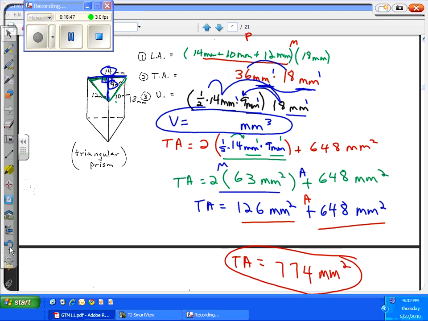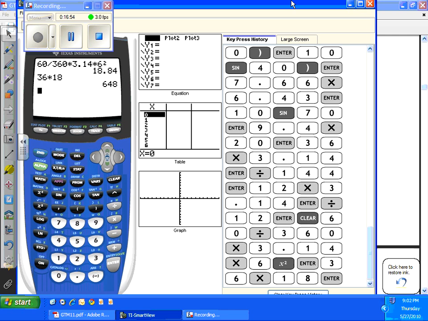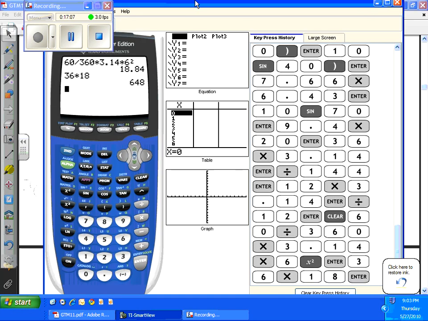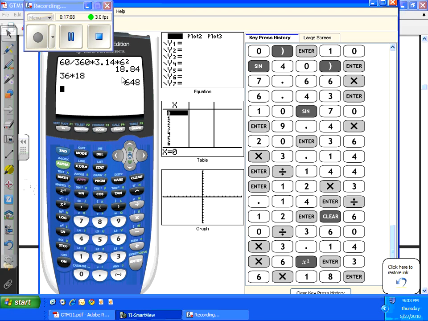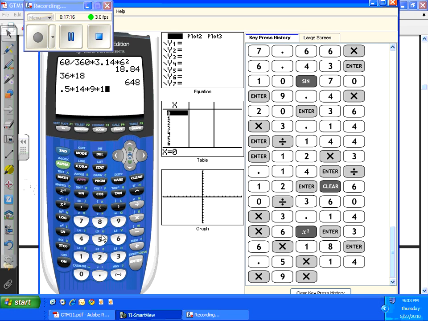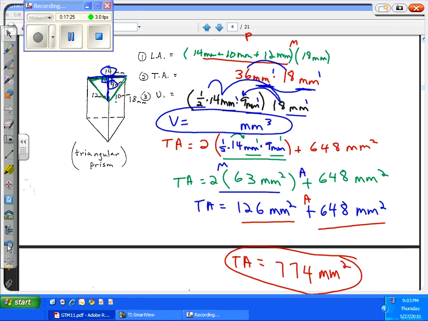So we need to do that multiplication. 1/2 times 14 times 9 times 18. I lost it, sorry. 1/2 times 14 times 9 times 18. The result is 1334.